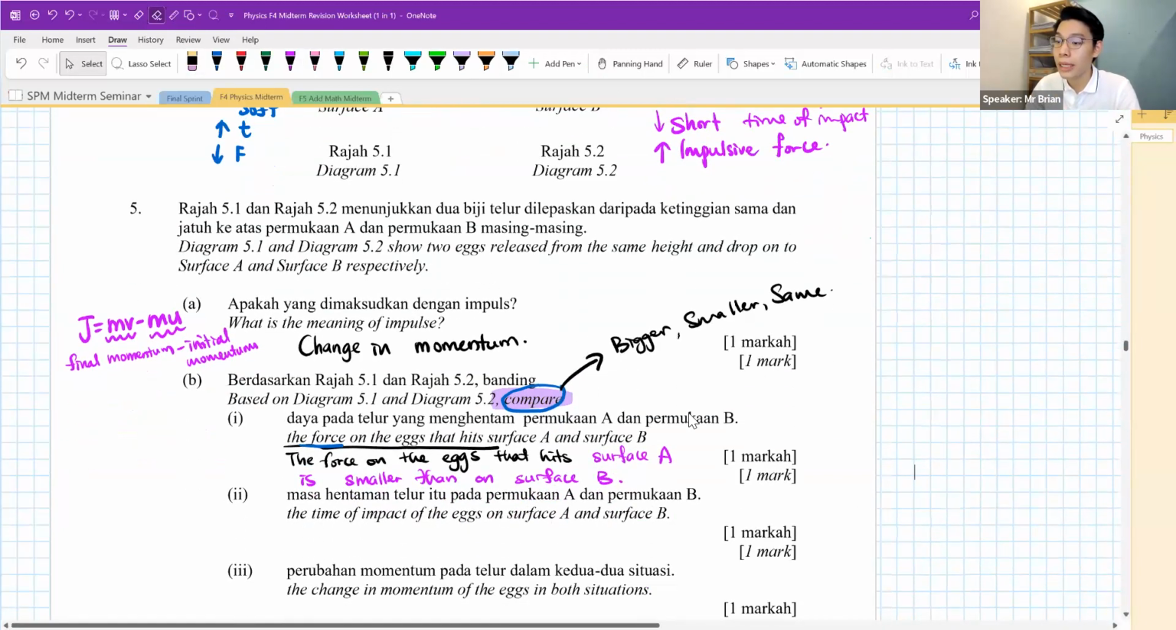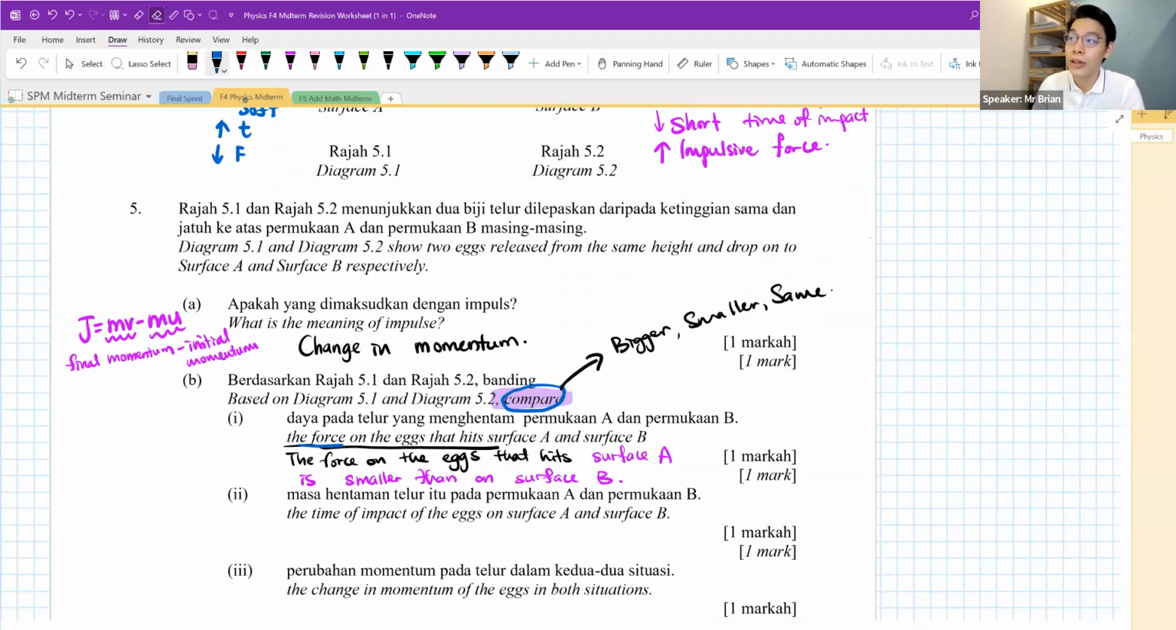Next one, the time of impact. We also answered already just now, right? So you write down what you want to compare. Copy only. The black color words I copy only.